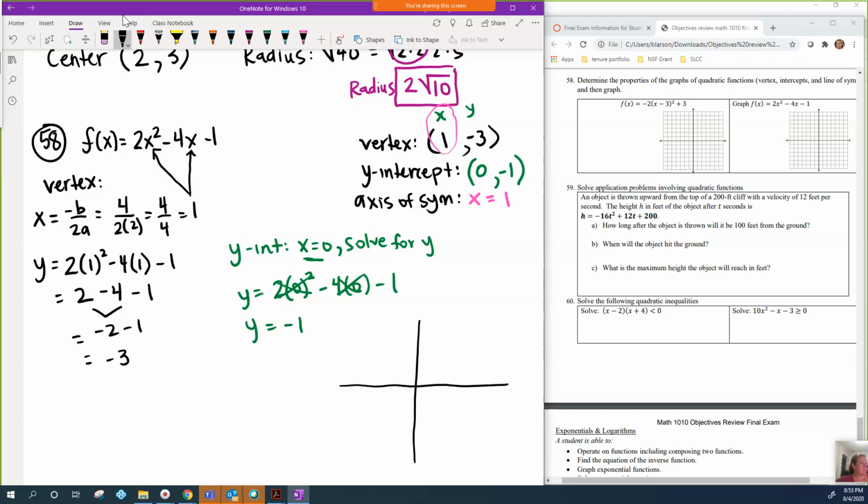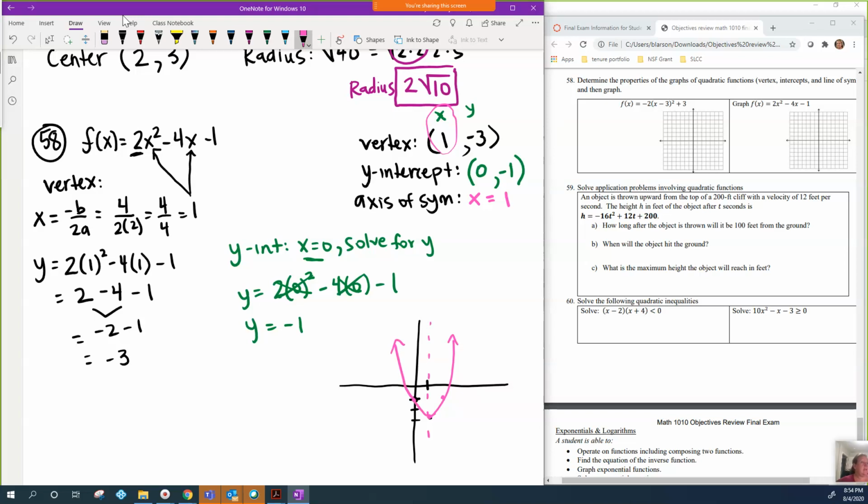Let's graph some of this so we can see. So my vertex, over 1, down 3, is going to be the turnaround point of my parabola. It's a positive 2 in the front, so that means it's a right side up parabola. And see, my y-intercept is at 0, negative 1, so over 0, down 1 is there. And I can see my axis of symmetry is here at 1. That's where I'm going to fold it over, and they're going to be exactly the same. So I know there's another point right here, because I went one place from the axis of symmetry to the left, so one place from the axis of symmetry to the right is going to be another point on that graph. And that's enough to be able to see what that is going to look like.